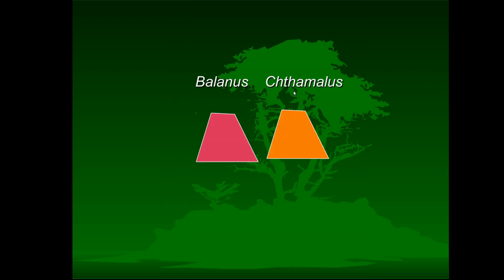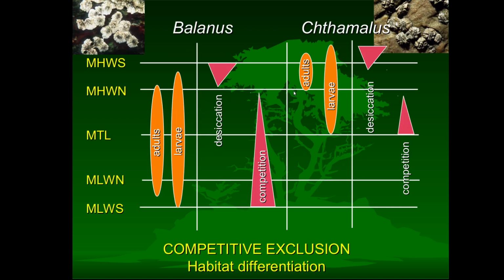So the main conclusion of Connell's was that competition with Balanus was preventing Thamylus from spreading down into the immediately lower intertidal, but competition was not preventing Balanus from spreading up into the Thamylus zone. Rather, desiccation was preventing that from happening. So apparently Balanus is a superior competitor in the lower zone, but not in the upper zone, because it is not as well adapted as Thamylus to the desiccation in the upper zone, which is exposed to the air more often at low tide.